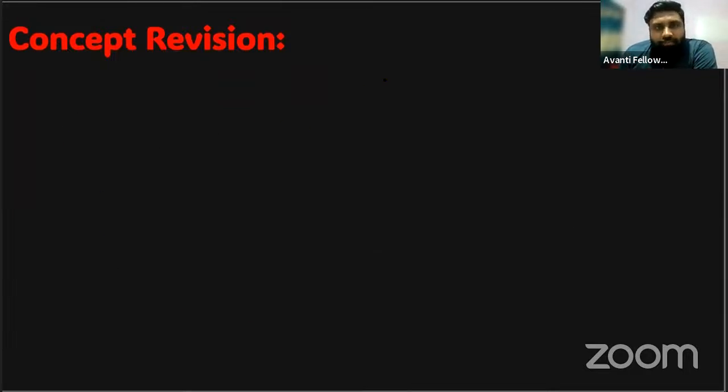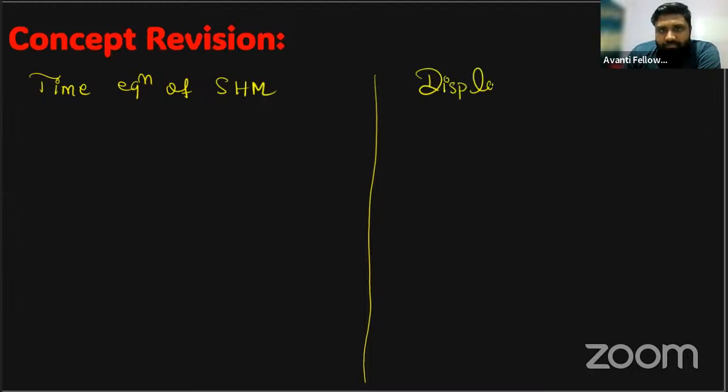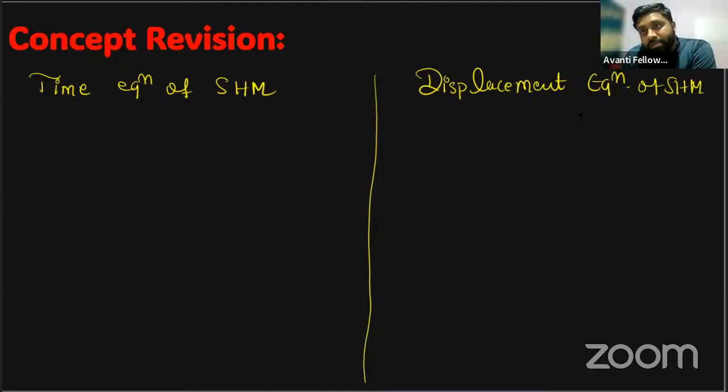There are two types of equation that we deal with in this: first is the time equation of SHM, and second is the displacement equation of SHM. In the displacement equation, the variable depends on the displacement of the particle.